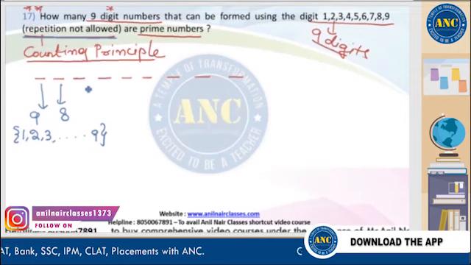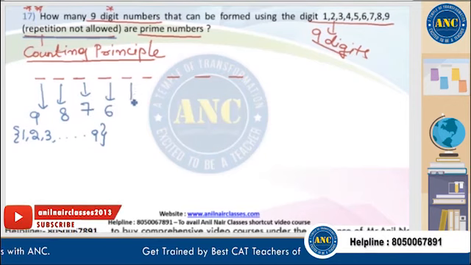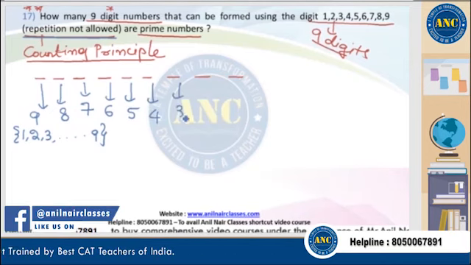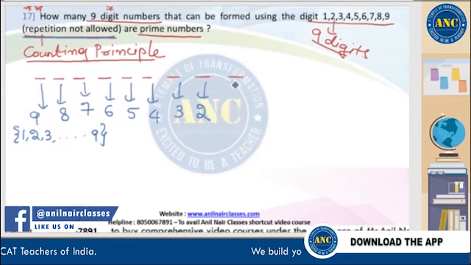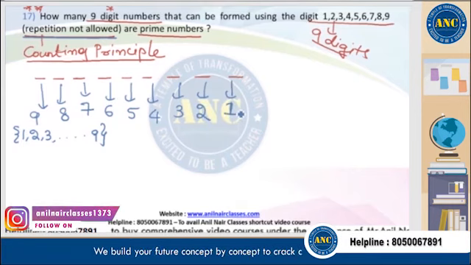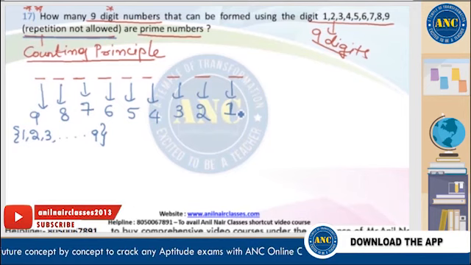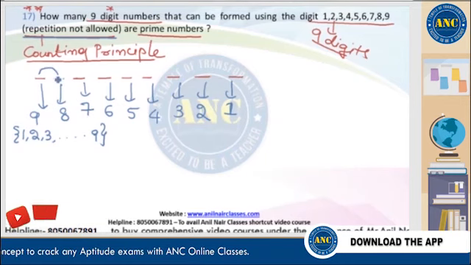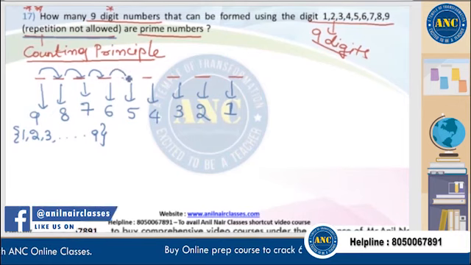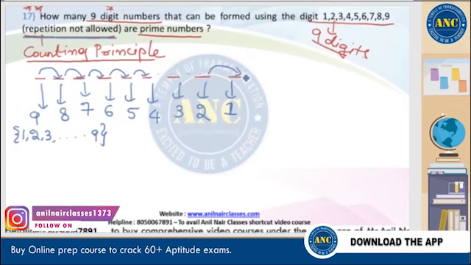Because I already kept 2 digits, I can keep 7 digits, then 6 digits, 5 digits, 4 digits, 3 digits, 2 digits, and finally only 1 digit for the last place. So 9, 8, 7, 6, 5, 4, 3, 2, 1. First I fill this place, then this place, then this place, and the process continues down to 1.